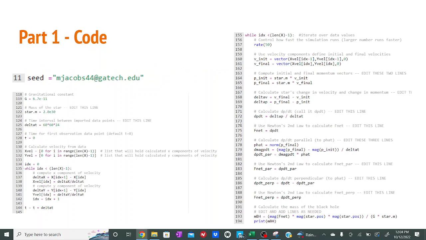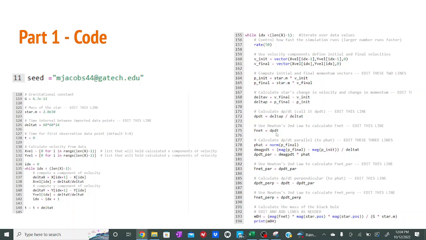For part 1 in the code, as you can see, we have the seed right here. We have the mass of the star, which we were supposed to change due to the given prompt, and delta t, which we changed to the given prompt. Then on the right, we have v initial and v final, which we use to calculate p initial and p final. That allows us to find delta t and delta p, and then we find dp dt. Then we set F net equal to dp dt.